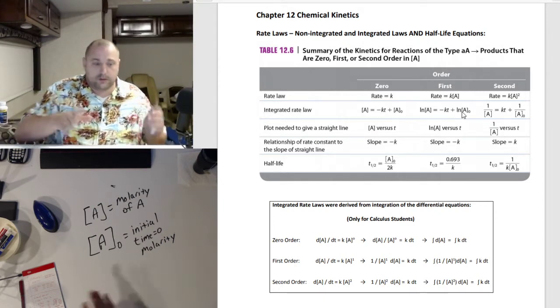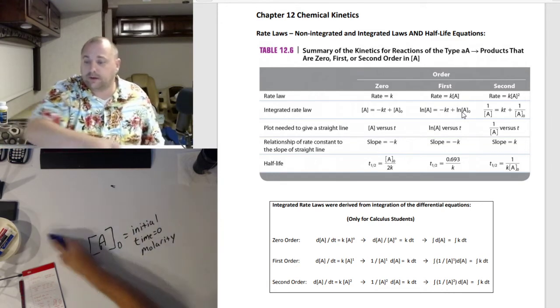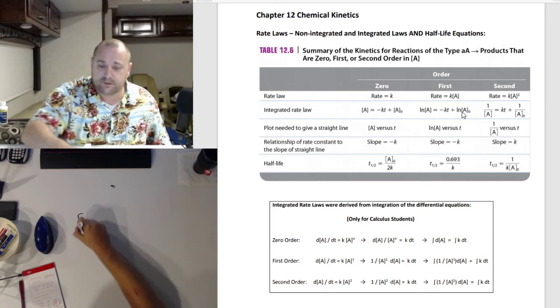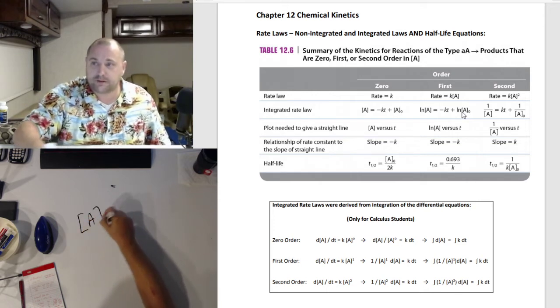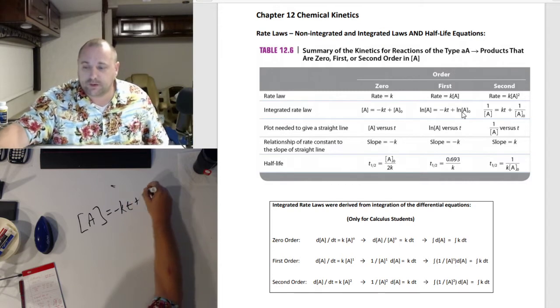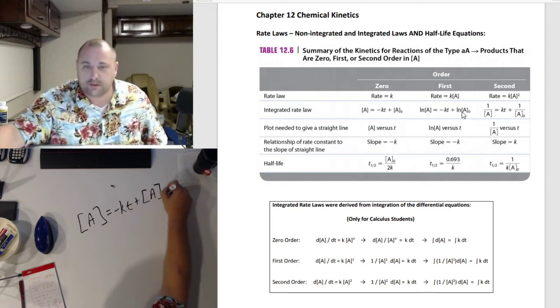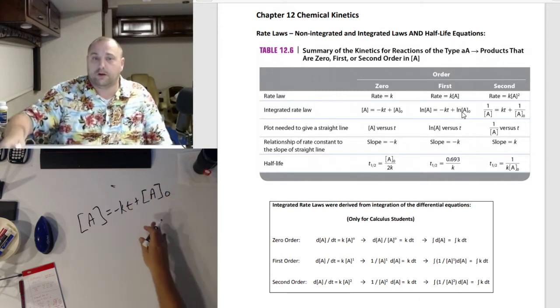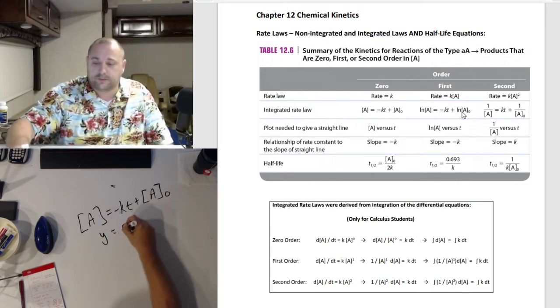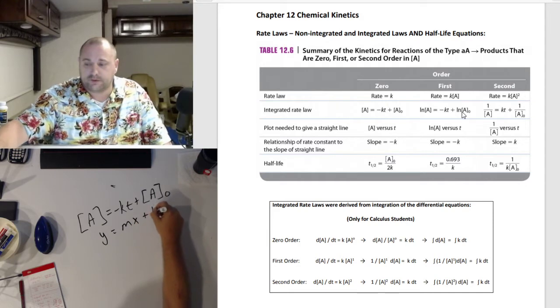But let's go back and look at our equation here then. So when it's zero order, we got the concentration of A equals negative kt plus the concentration of A initial. Now this is the same, remember, as y equals mx plus b.